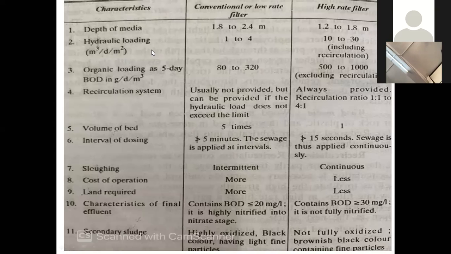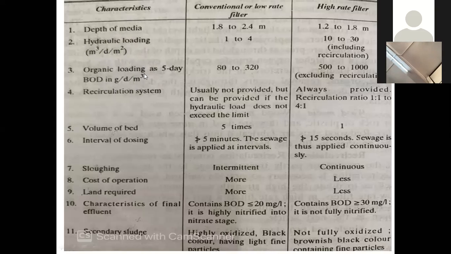Then the hydraulic loading. You should remember that hydraulic loading can be measured in the form of meter cube per day per meter square, and organic loading rate can be measured in the form of kg per day per meter cube or gram per day per meter cube. Because hydraulic loading rate is the amount of sewage applied to the per unit volume or per unit area of filter in a day. So that's why the unit will be meter cube per day per meter square.